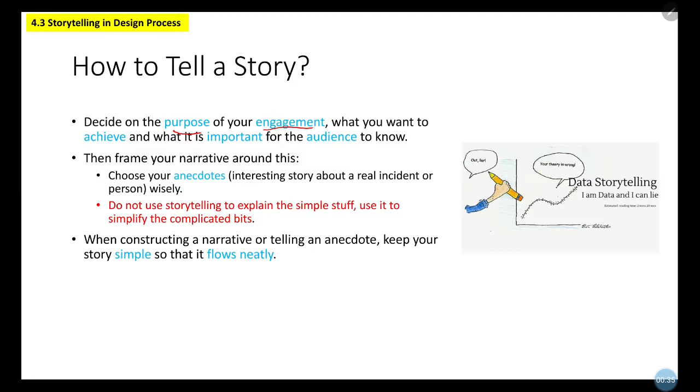First you need to choose your anecdotes. So what is anecdotes? It is the interesting story about a real incident or person. So you have to choose your anecdotes wisely. And then do not use storytelling to explain simple stuff, but rather use it to simplify the complicated bits of your story. And when you construct a narrative or tell an anecdote, keep your story simple so that it flows neatly. So this is in general how you tell a story.